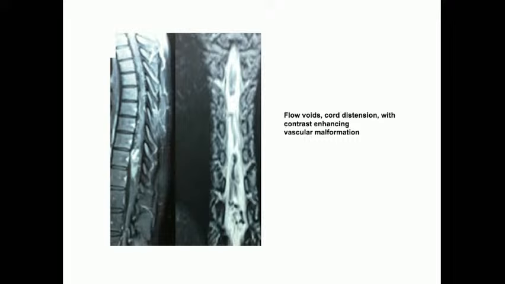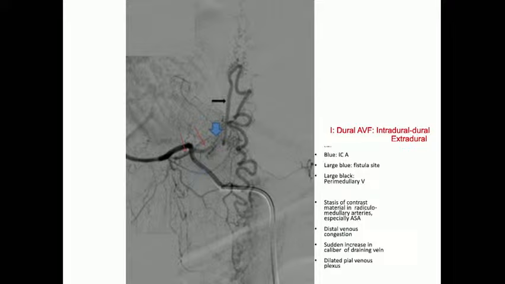So first type, there are four types. The first is a dural arteriovenous fistula. So usually at the intervertebral foramina, the artery comes connected to the vein, and then it comes to the cord and it causes this congestion. And this causes back pressure and a congestive myelopathy.